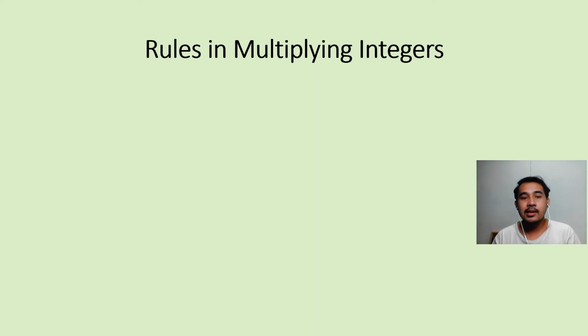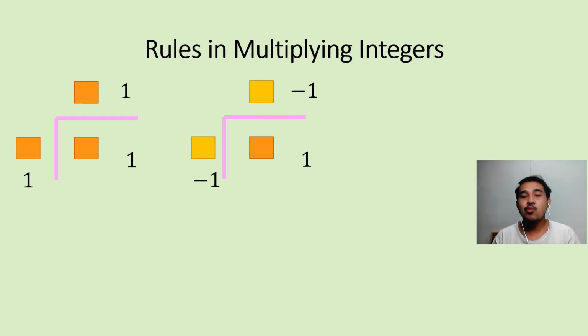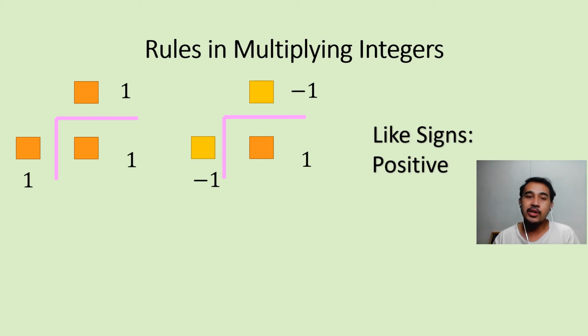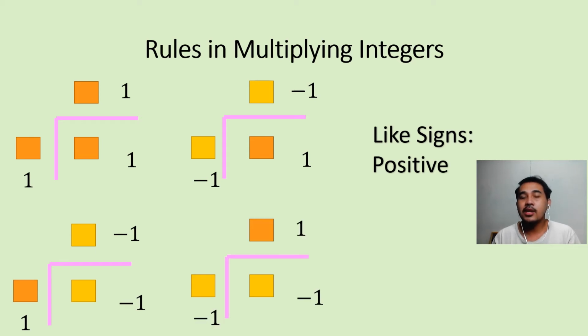Let's have our rules in multiplying integers using the model. 1 times 1 is 1. Negative 1 times negative 1 is 1. So we can say that for like signs, the answer is positive. Another set of models: a negative times a positive is a negative, and a positive times a negative is a negative. So for unlike signs, the answer is negative.